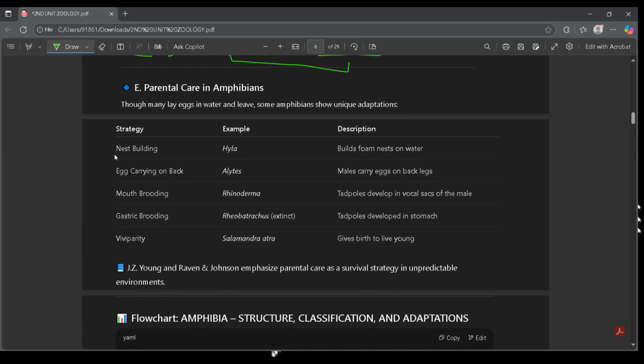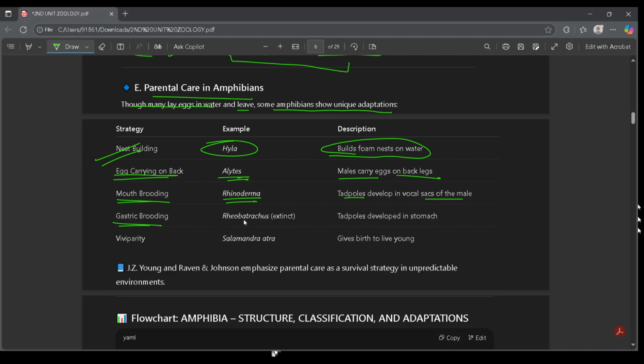The next portion being number E, parental care in amphibians. Though many lay eggs in water and leave, some amphibians show unique adaptations as well. Number one is nest building. Example is Hyla. They build foam nests on water. Next being egg carrying on back, Alytes. Males carry eggs on back legs. Then we have mouth brooding. Rhinoderma is the example here, and tadpoles develop in the vocal sacs of the male.